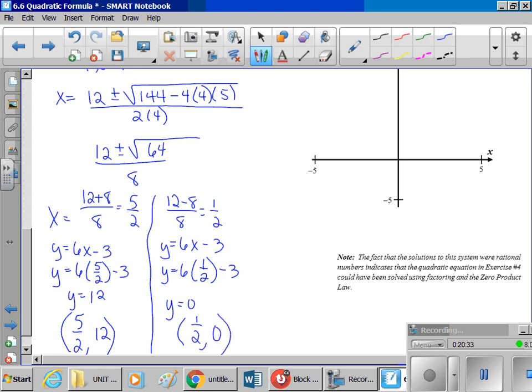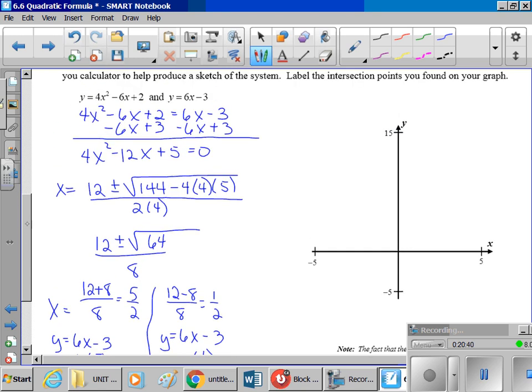And again, easy to check in your calculator. How this would look on our graph, our 2 points would be 2.5, 12, so kind of halfway between, 12. Here would be our first point of intersection. Our other point would be 1 half, comma 0. Here's our second intersection point. And I think what it looks like is something like this. If you put it in your calculator, you can kind of see.